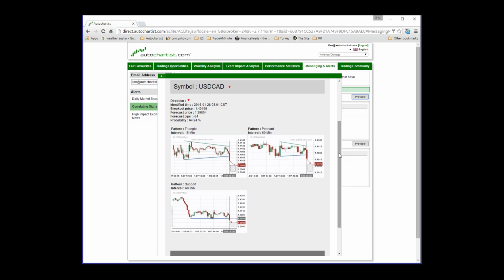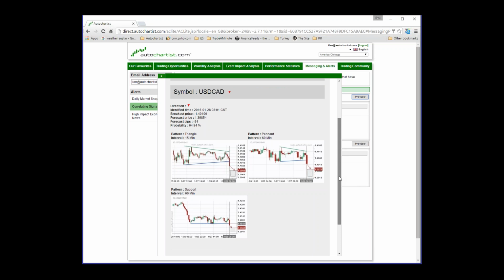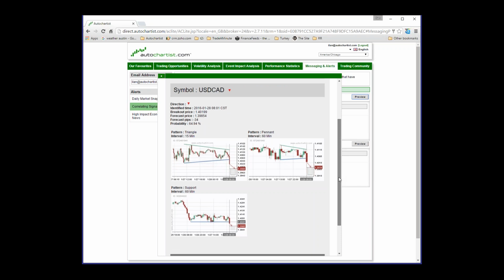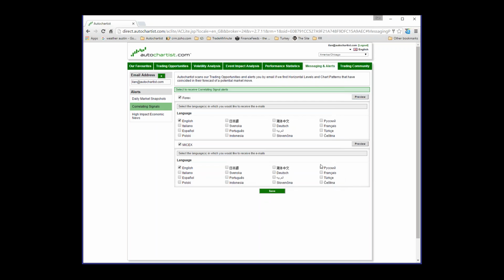Right? So these correlating signals only happen, you know, once or twice a week at most, but they're what we found to be of a lot of value to traders. Certainly, I'm sure you all know that the more correlating indicators you have in the same direction, the more you should pay attention to that opportunity. Okay, I'm already going on to 23 minutes.